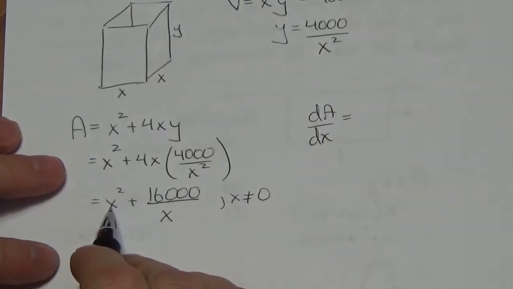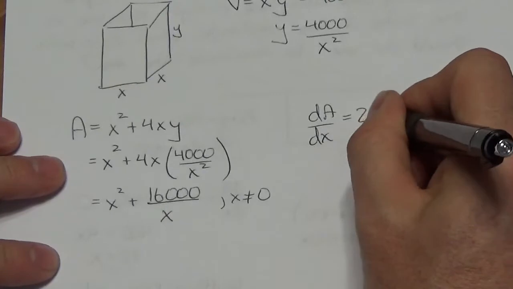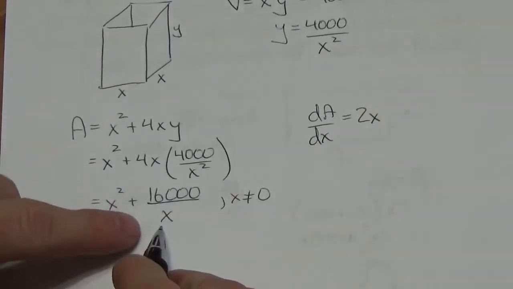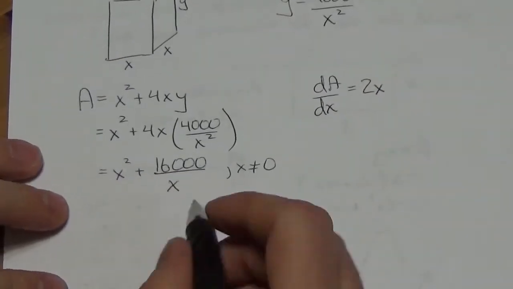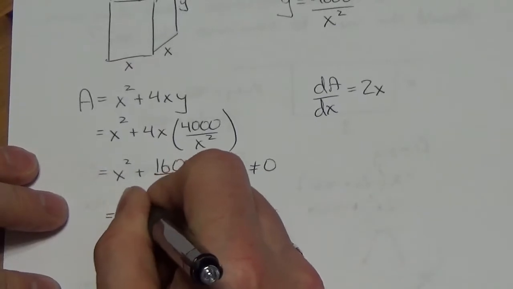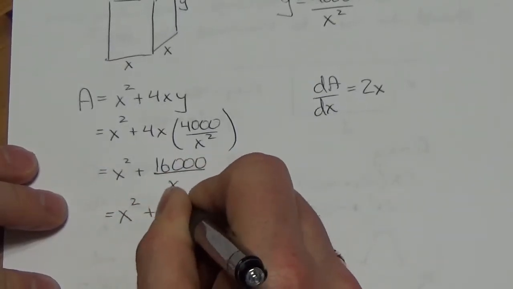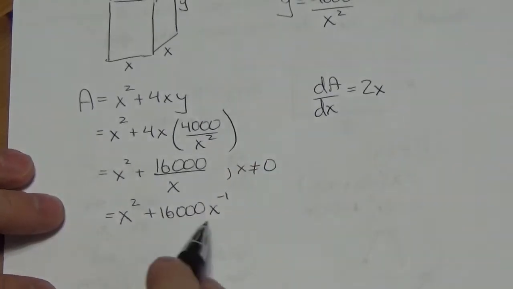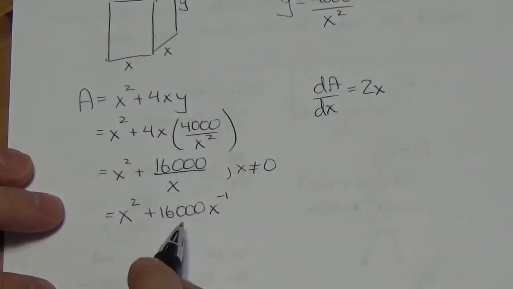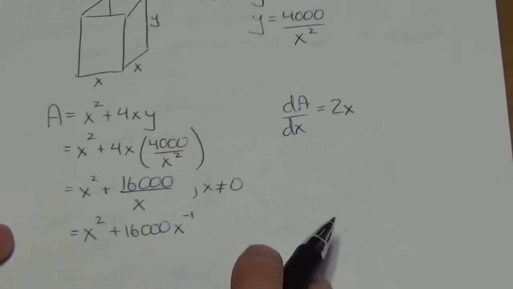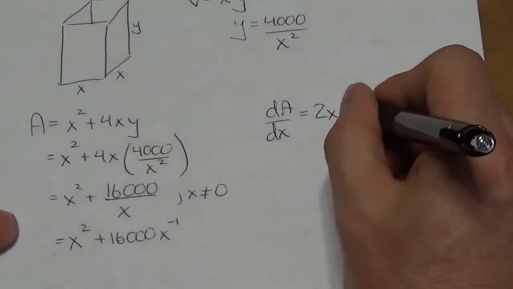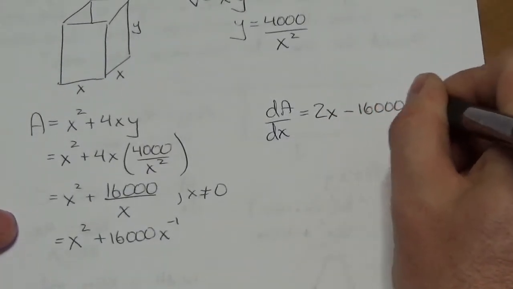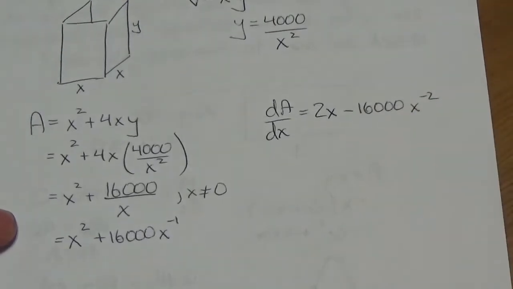Okay, well, the derivative of x squared, that's pretty straightforward, 2x. Now, remember, this expression right here can be rewritten as 16,000 x to the negative 1. In fact, that's probably the easiest way to take the derivative when it's written like this, because now, bring down the exponent, negative 16,000 x to the negative 2.